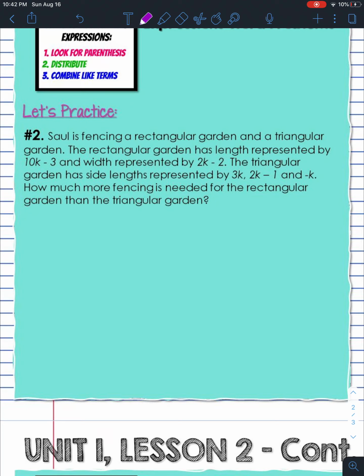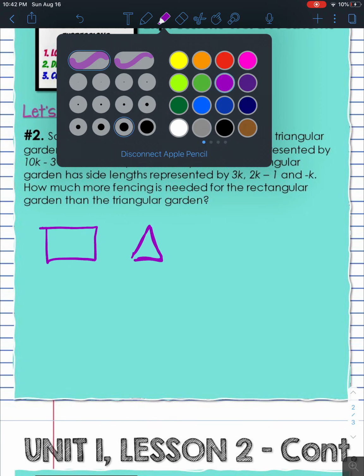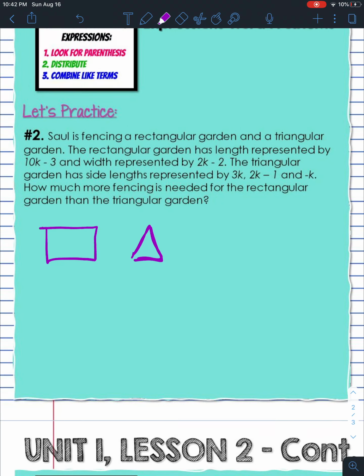All right, the next problem here says Saul is fencing a rectangle garden and a triangular garden. So let's draw a rectangle garden and a triangular garden. Let me get a highlighter here. Okay, the rectangular garden has a length represented by 10k minus 3 and a width represented by 2k minus 2. So 10k minus 3, 2k minus 2. I'm going to label all the sides so I don't forget anything.